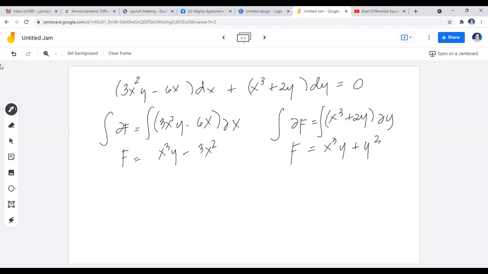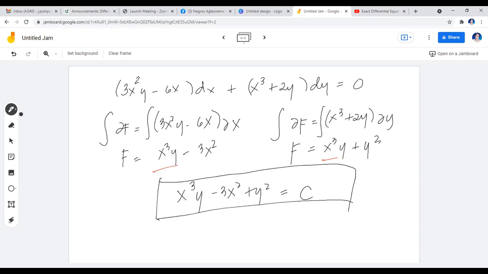So you could see that these two terms are common, and you have these two which are not the common terms. So what you do, you just simply copy the terms that appear in both f. So you have x cubed y minus 3x squared plus y squared equal to c. This is the same solution that we got in method 2 and 3.